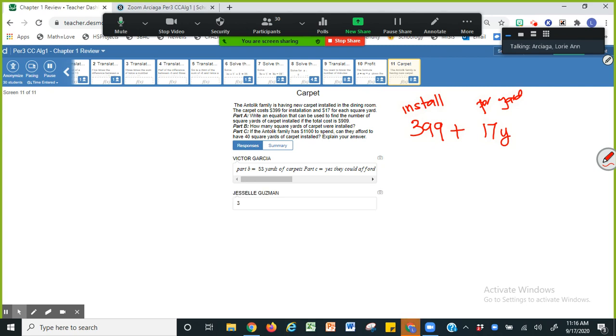Okay, in letter A, the total cost is $909. So everything that you paid for is $909. So pretty much you have to get the y by itself so you can figure out how many yards of carpet were installed in the house. Okay? All right. So that's going to be your working equation. Either take a picture of it, write it down in a piece of paper so you can practice on that. Okay? And don't forget to finish the slides that you didn't finish because your grade will be the same as how many slides you finish. Okay?